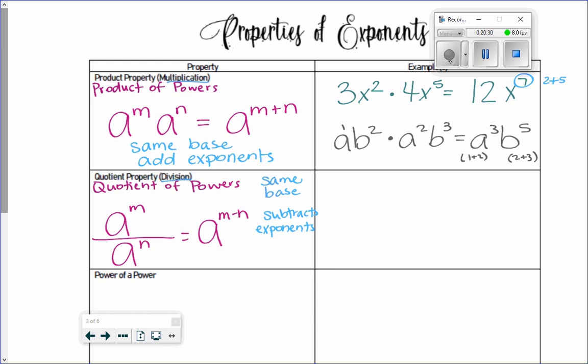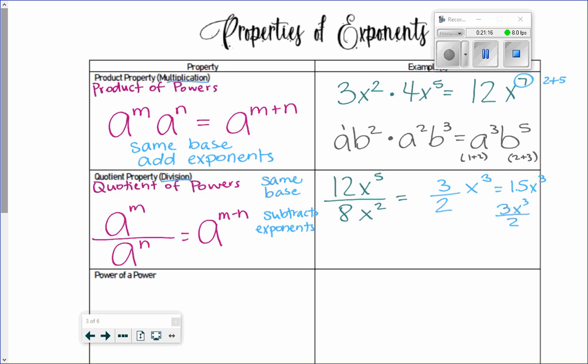Some examples here. I'm going to do 12 times x to the power of 5 divided by 8 times x squared. All right, 12 over 8 simplifies to what? 3 halves. And then what exponent will x have? 3, because I subtract. Now I could write this as 1.5 times x cubed, or as 3x cubed divided by 2. They all mean the same. But yes, you could write 3 halves x cubed.